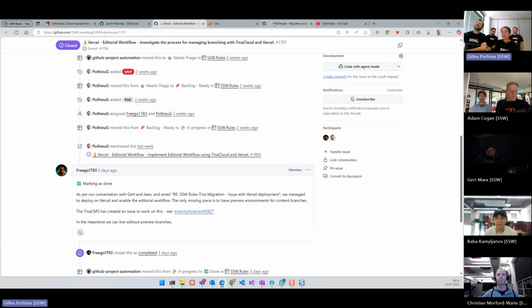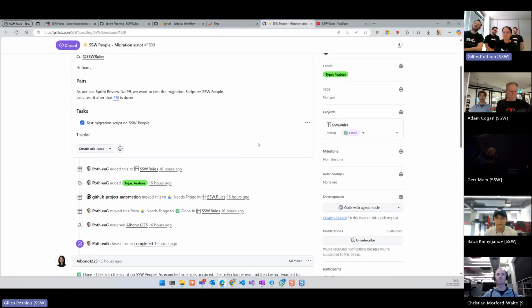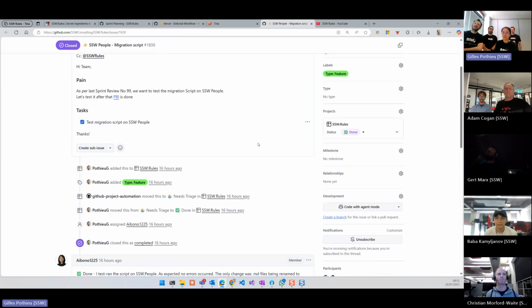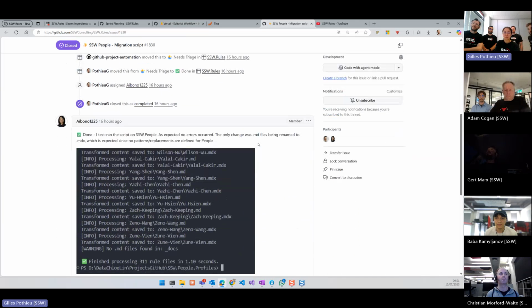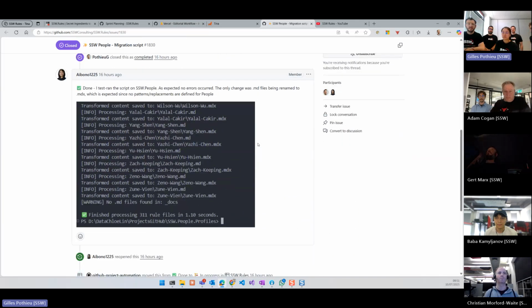Yes. So we made some changes to the migration script. In the past, it could only work on SSW Rules because there were many hard-coded values. But now the script is more general and more flexible. So I tested this script on SSW People. And as expected, there were no errors and no changes because we didn't have any component set up for People. But this is the result we expect. Okay, all right, awesome. Thank you, Chloe.